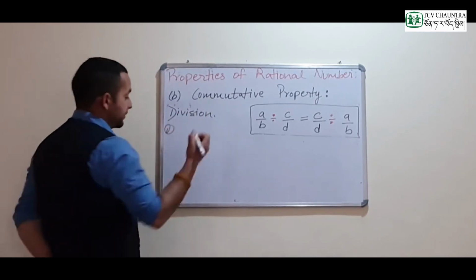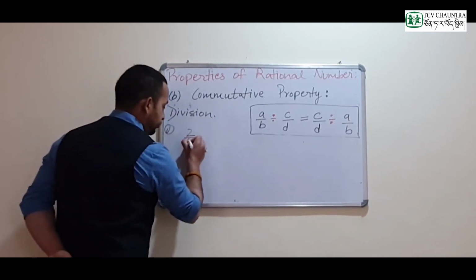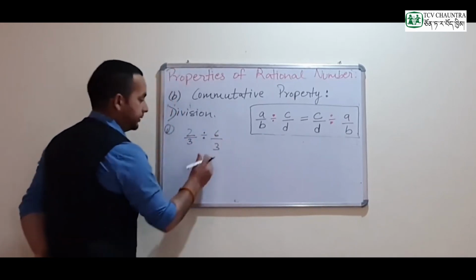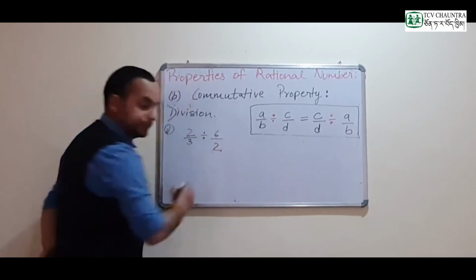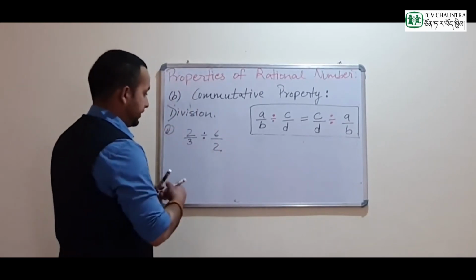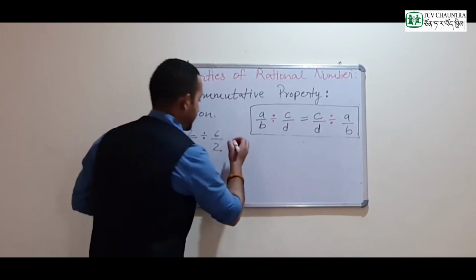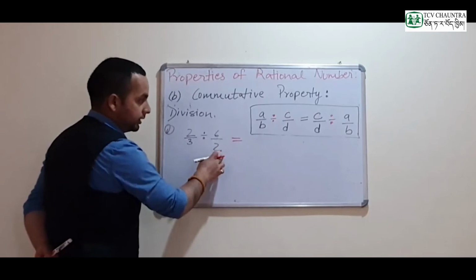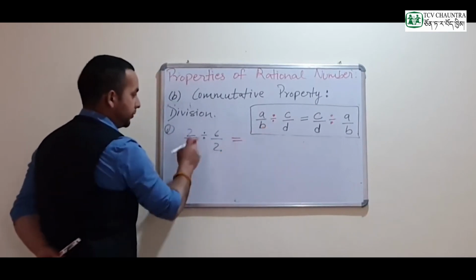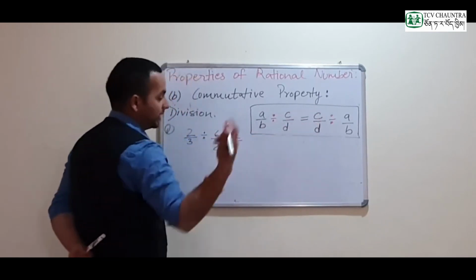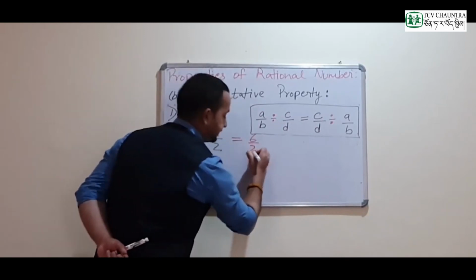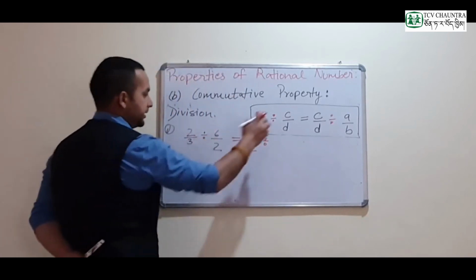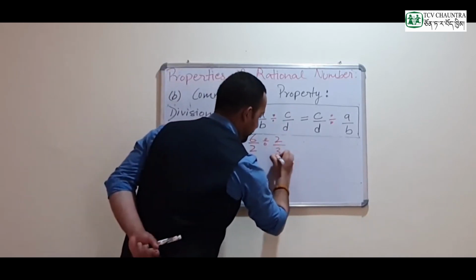Again we will take an example. Suppose I took an example 2 upon 3 divided by 6 upon 3. No, sorry, 6 upon 2. So in place of C upon D, I took 6 upon 2, and in place of A upon B, I took 2 upon 3. Now on the other side, in place of C upon D, I'll write 6 upon 2 here, divided by, and in place of A upon B, I'll write 2 upon 3.